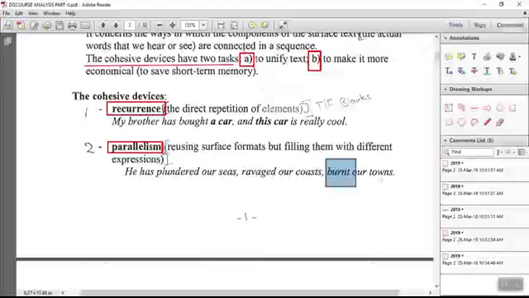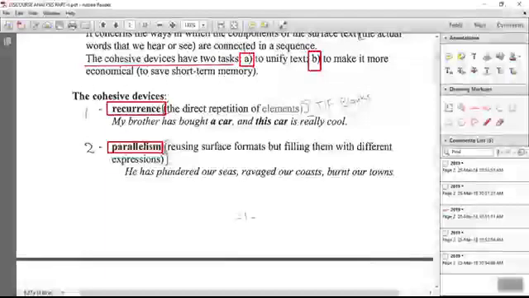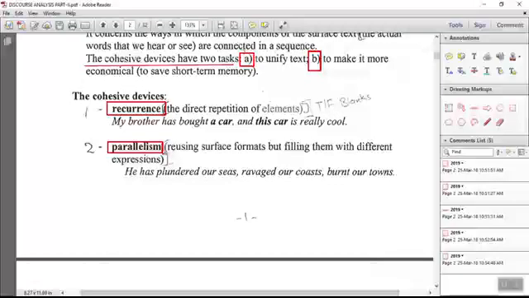Plundered our seas, ravaged our coast, burned our towns. So the structure is the same, the surface structure or the surface format, but the words used are different, filling them with different expressions or words.